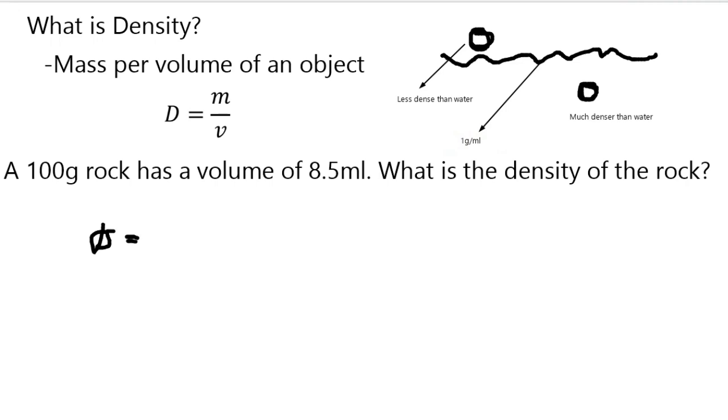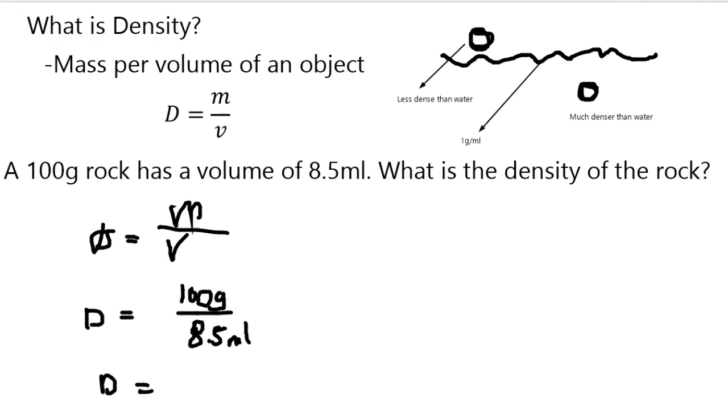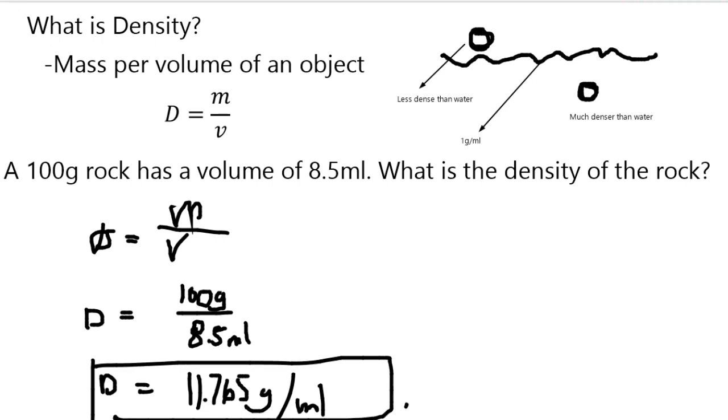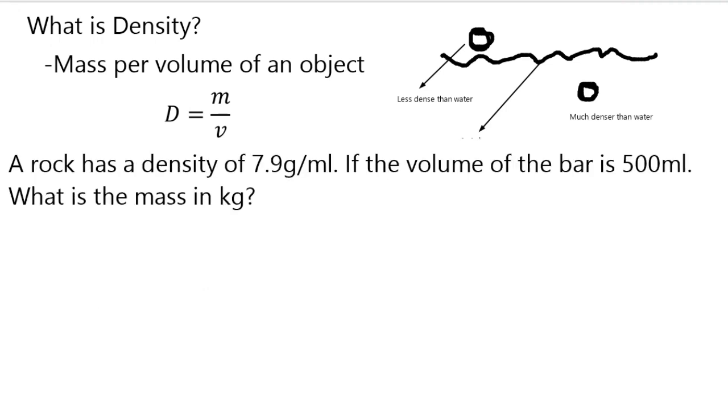Using this equation, density is equal to mass over volume, we can plug in everything that we know. The density is what we're finding. The mass is 100 grams and the volume of the rock is 8.5 ml. Dividing this, we got 11.7 grams per ml. So the rock has a density of 11.7 grams per ml.